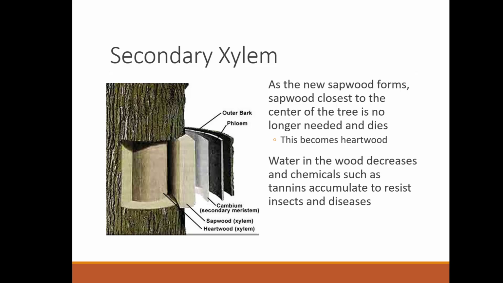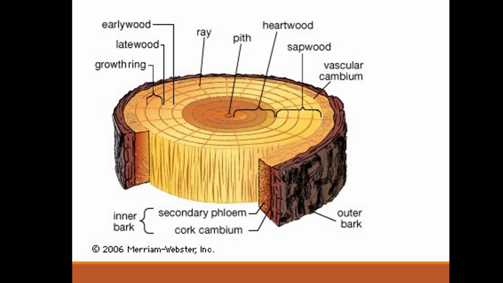As new sapwood forms, the sapwood closest to the center of the tree is no longer needed, and it dies. It also becomes heartwood. Water in the wood decreases, and chemicals such as tannins accumulate, and that helps resist insects and diseases. And here's just a slice of what, in this particular one, this is a conifer, but gives you an idea of what the sapwood looks like and the heartwood, and of course it still has the pith in the center.